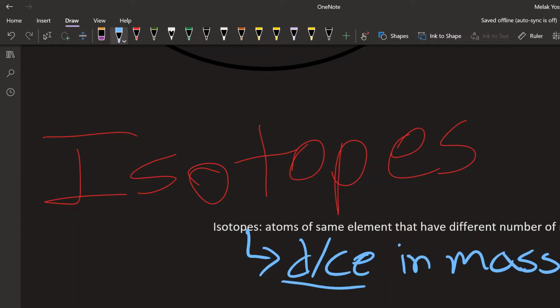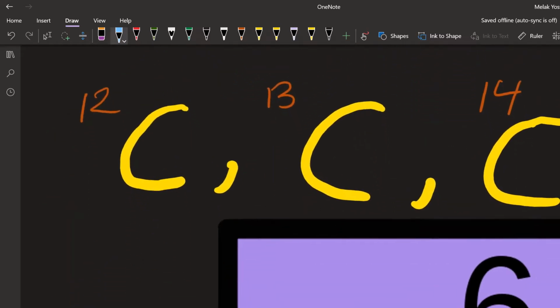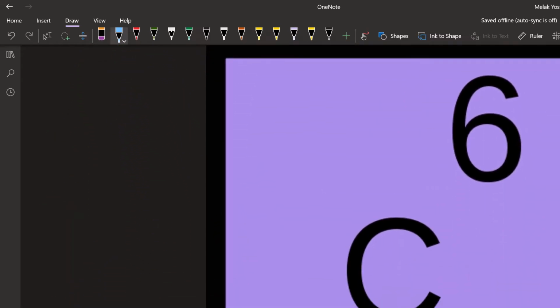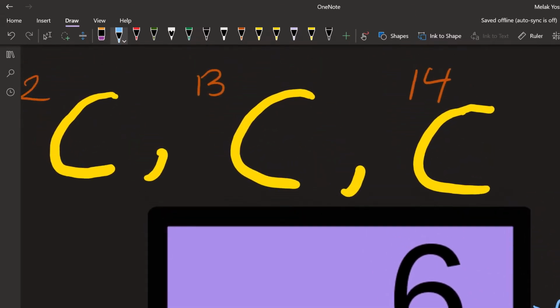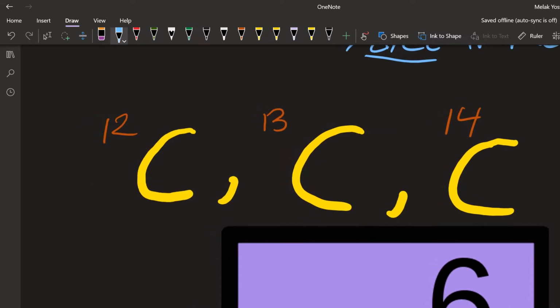Isotopes are just atoms of the same element with different masses because they have different numbers of neutrons. Now let's take the carbon atom for example. The standard carbon atom has 6 protons, but there are actually 3 isotopes of carbon.